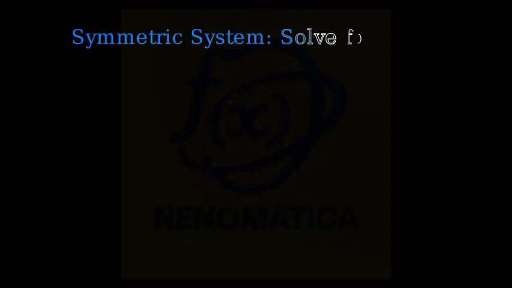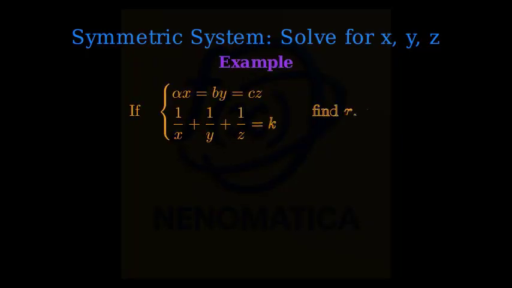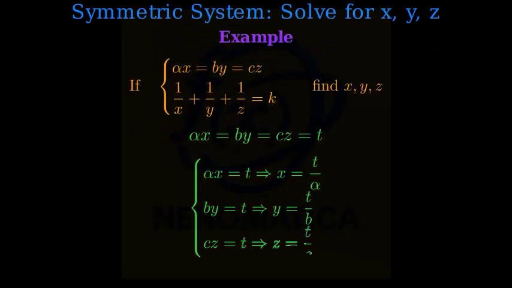In this example, we will solve a symmetric system using a clean substitution strategy. Let's place the problem on the screen first. Step 1. Because alpha x equals b y equals c z, set their common value equal to t. Then solve each mini-equation for x, y, and z in terms of t.